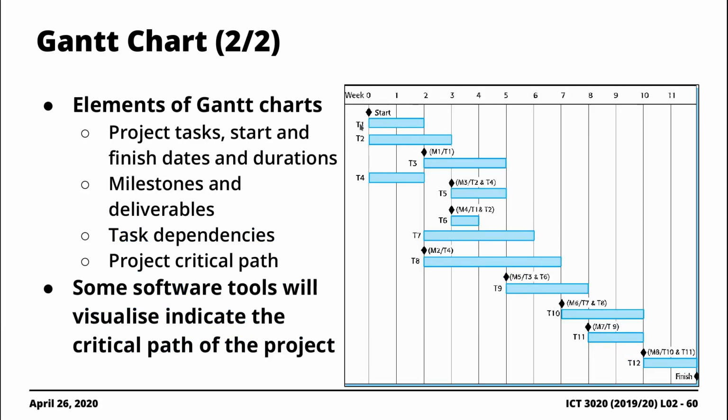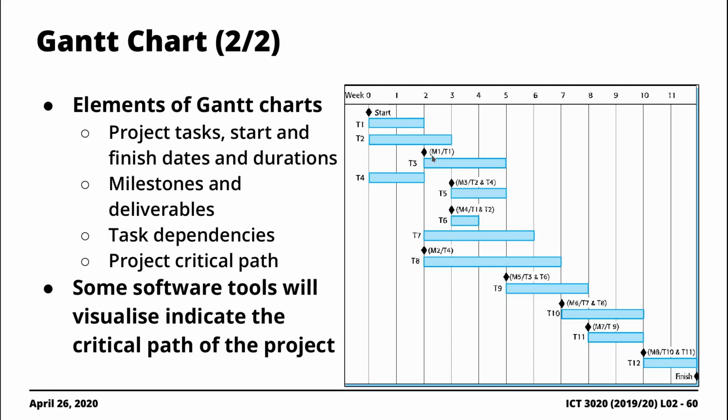So by looking at task number 1, we know that the start date for task number 1 is week 0. Right? And then we know that the end date for task number 1 is week 2. If we know the start date and the end date, we can derive the duration. It's 2 minus 0, which is 2 weeks, right? So task 1 takes 2 weeks. Milestones and deliverables are represented by a diamond sign, right? So everything that you see in black here, this diamond is a milestone.